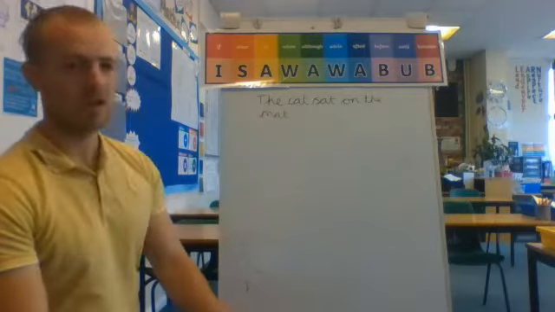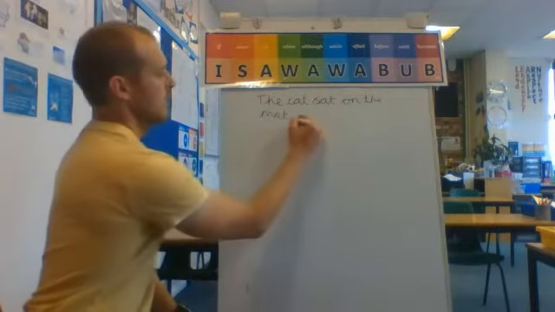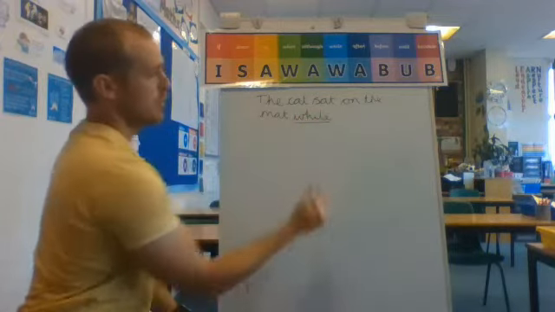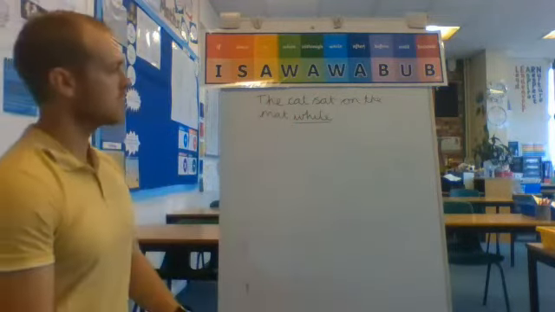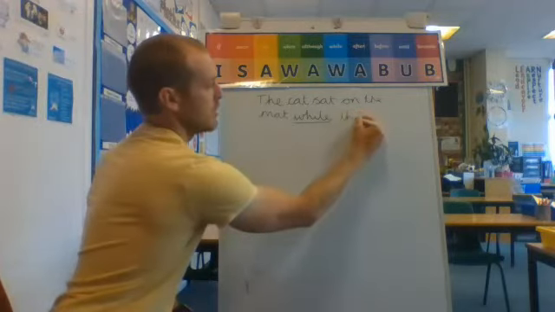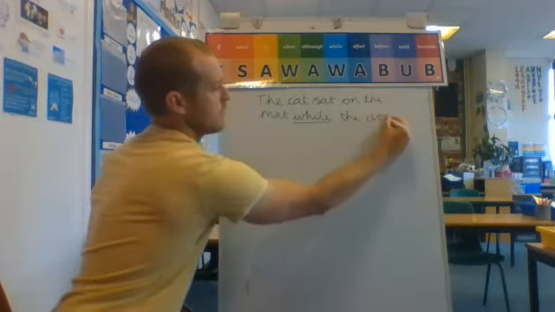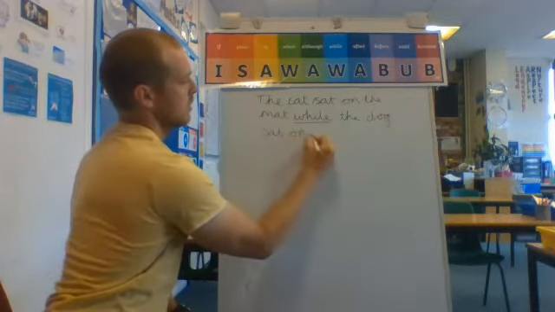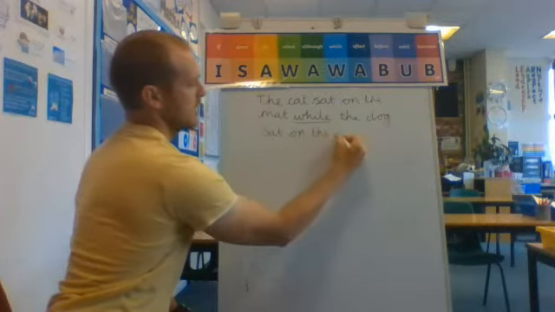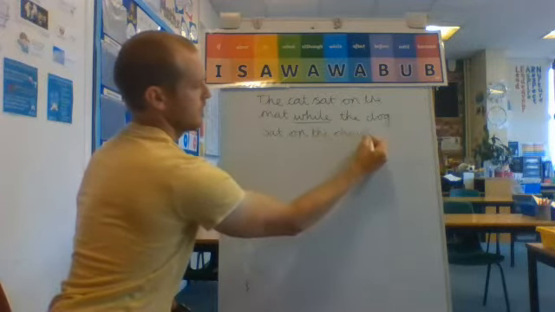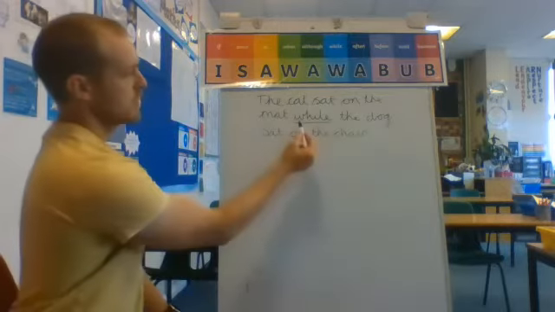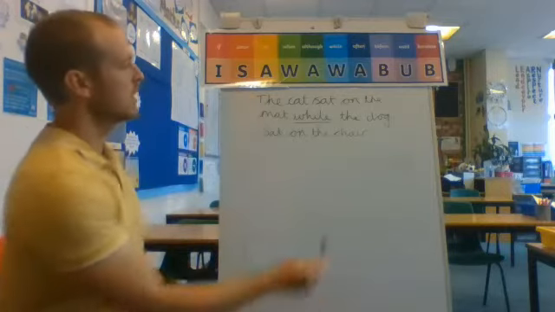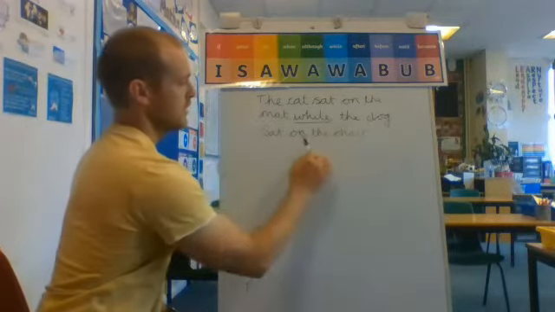I'm going to use the conjunction while. While is now going to introduce another idea or another clause. So the cat sat on the mat while the dog sat on the chair. Okay, so while has joined the cat sat on the mat, which is one clause on its own that makes sense, and it's joined it to this clause here, the dog sat on the chair.